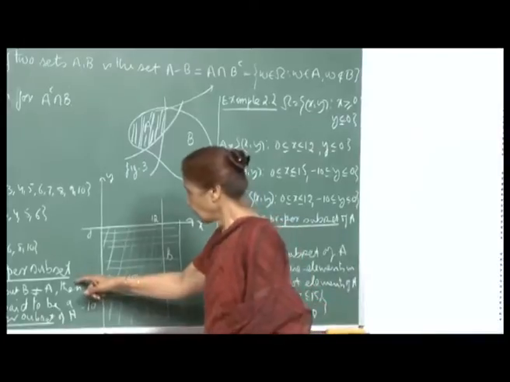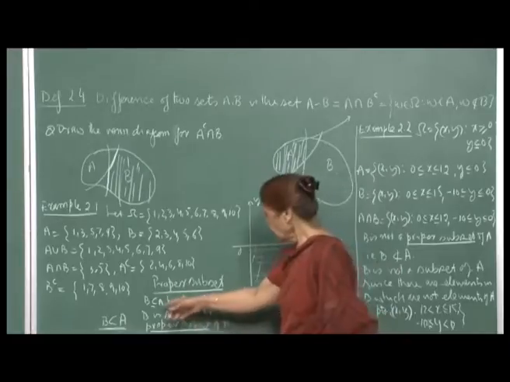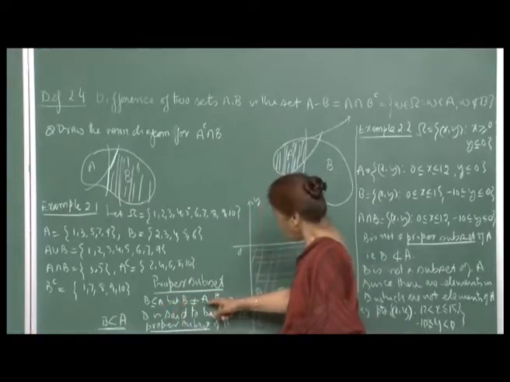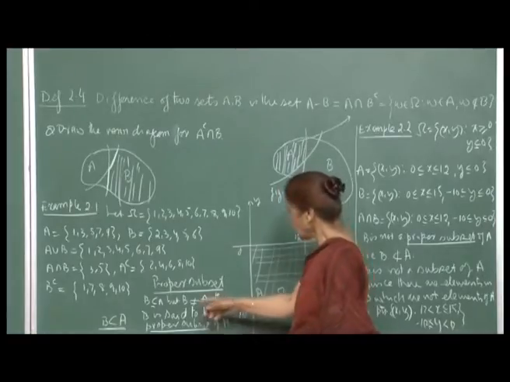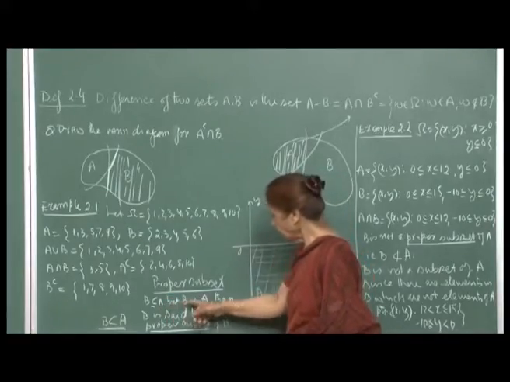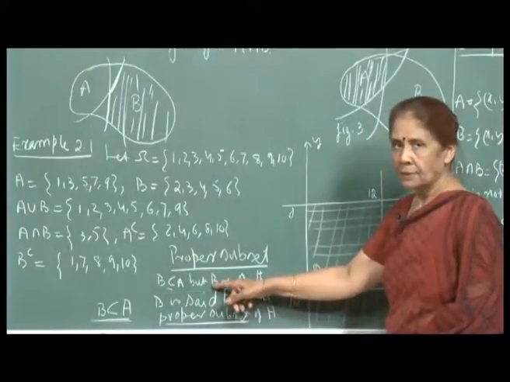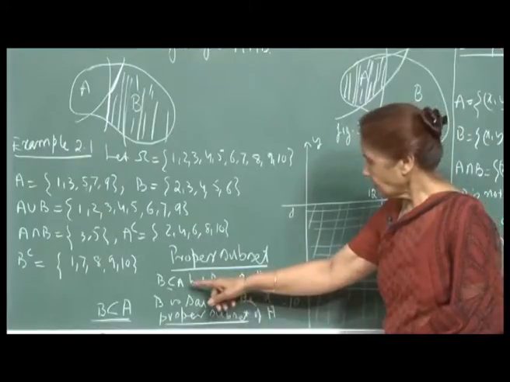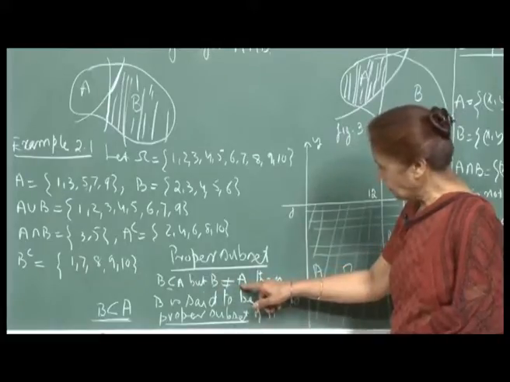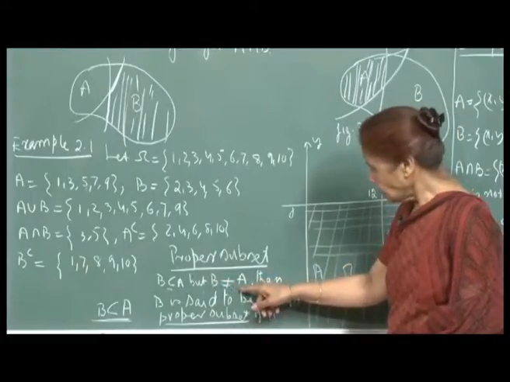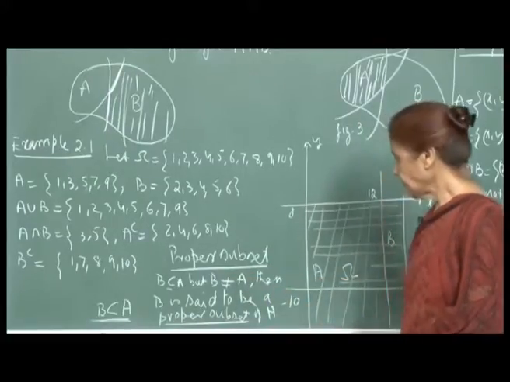So, now let me also give you a formal definition of a proper subset. What do we mean by a proper subset? That is, if B is a subset of A, but B is not equal to A, then we say that B is said to be a proper subset. That means, when B is a subset of A and B is not equal to A, it means that there are points in A which are not in B. Whereas, because B is a subset of A, all elements of B are also elements of A, but since B is not equal to A, that means there is at least one element of A which is not an element of B.